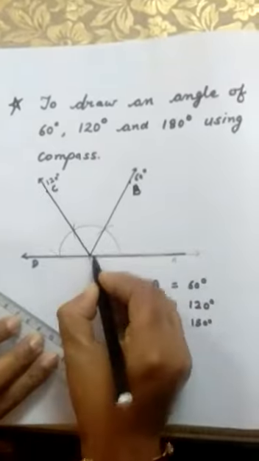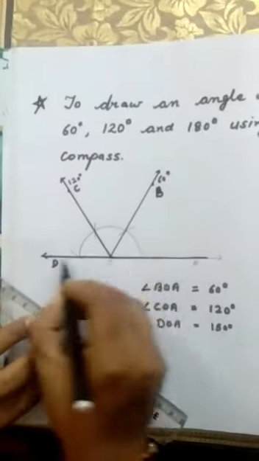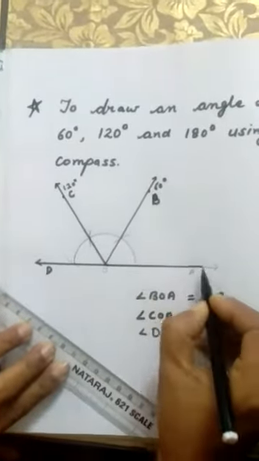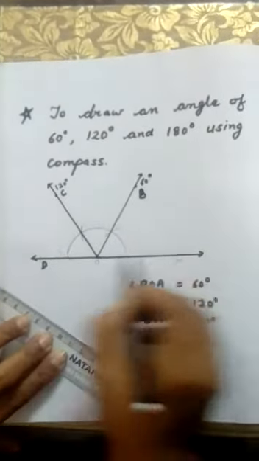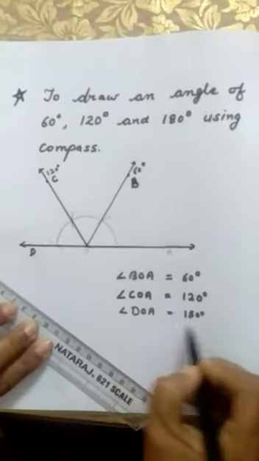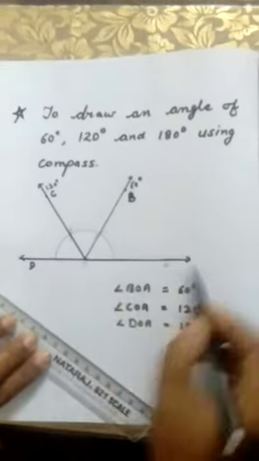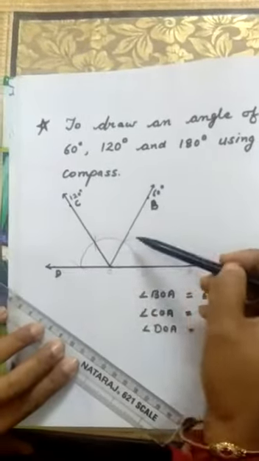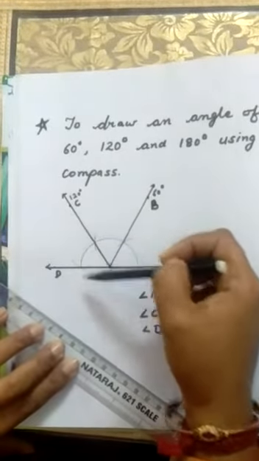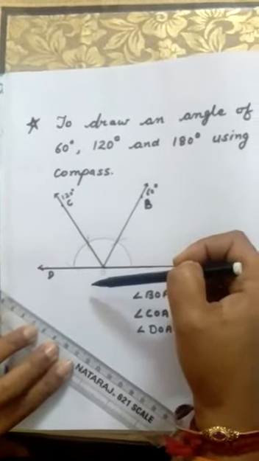This angle DOA, as you all know that 180 degree is a straight angle. You have studied it in the previous class also. Angle DOA is the angle of 180 degree, which is a straight angle. So this is how we make the angle of 60 degree, 120 degree and 180 degree using compass.